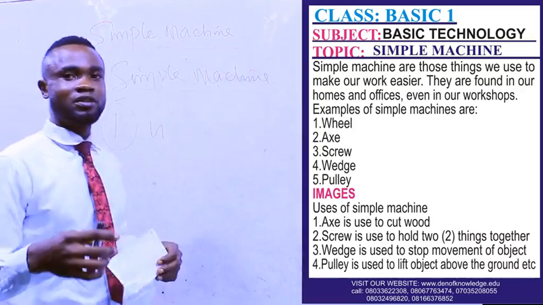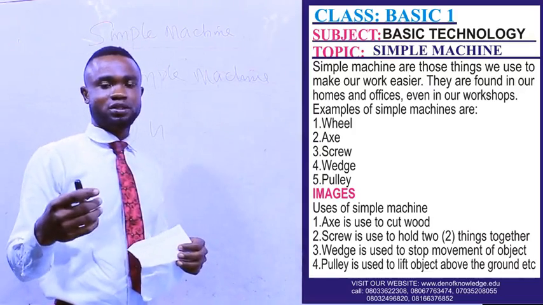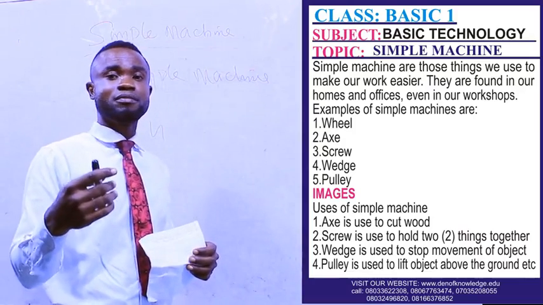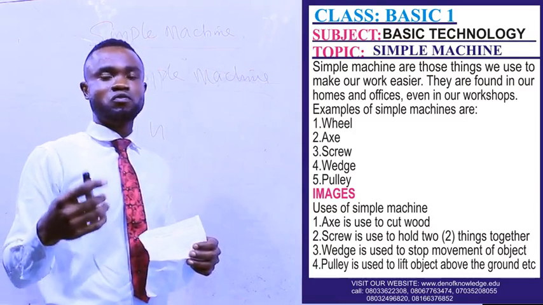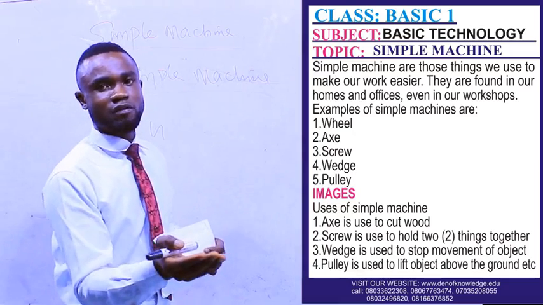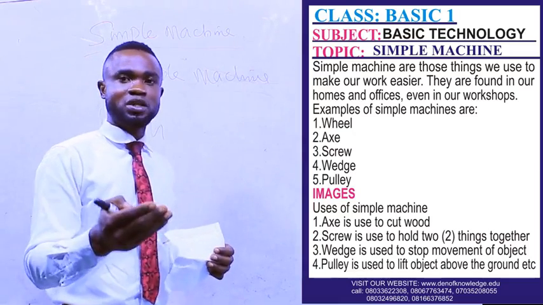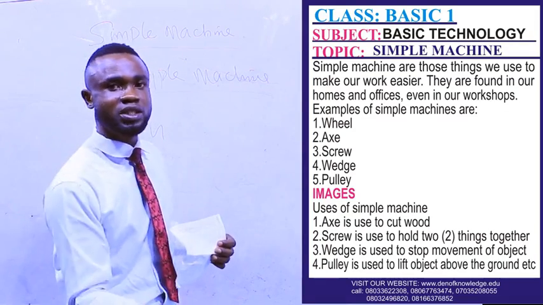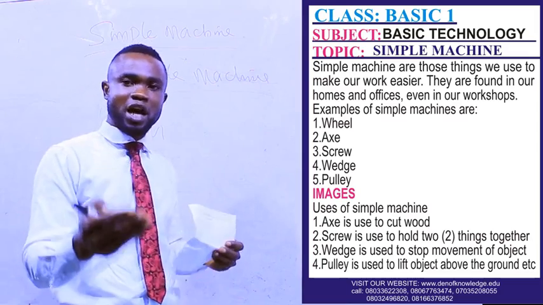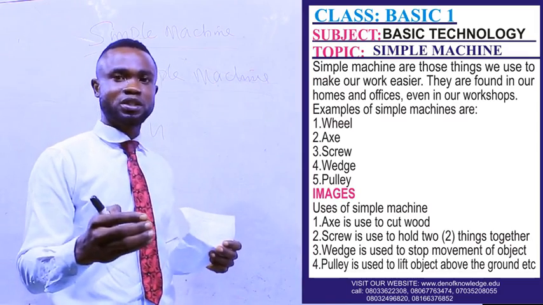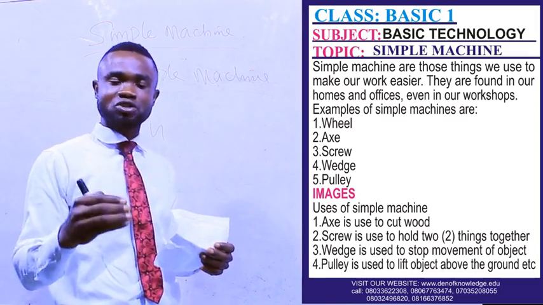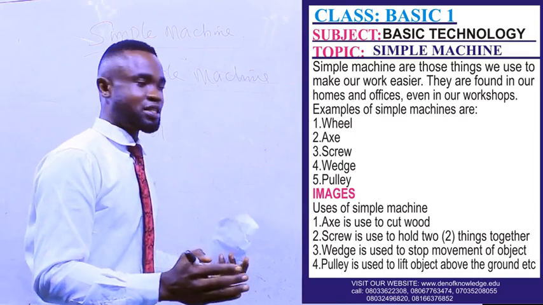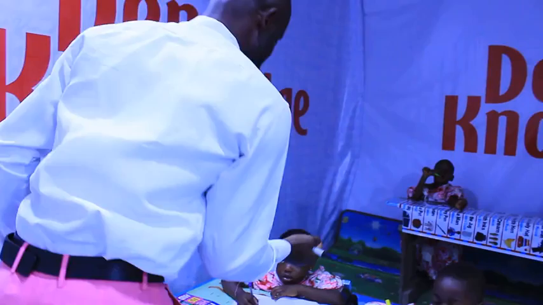Next one we have is the wedge. A wedge is a very good simple machine used to stop an object from moving. Maybe you are rolling a particular object. At a point, you stop and put the wedge. That wedge will help you to stop it without moving again, unless you remove the wedge. You can't use your hand or your strength to stop it from moving.